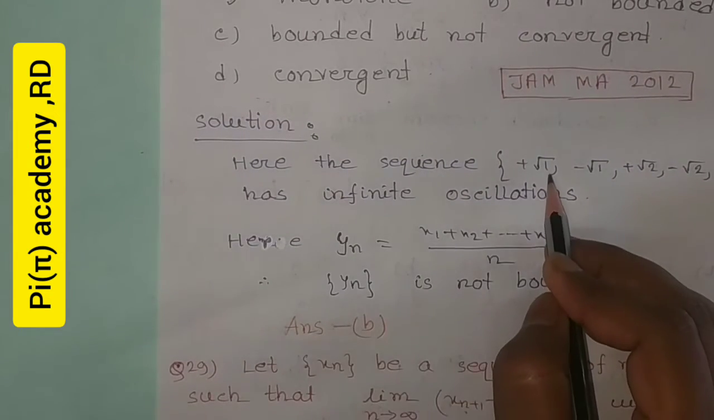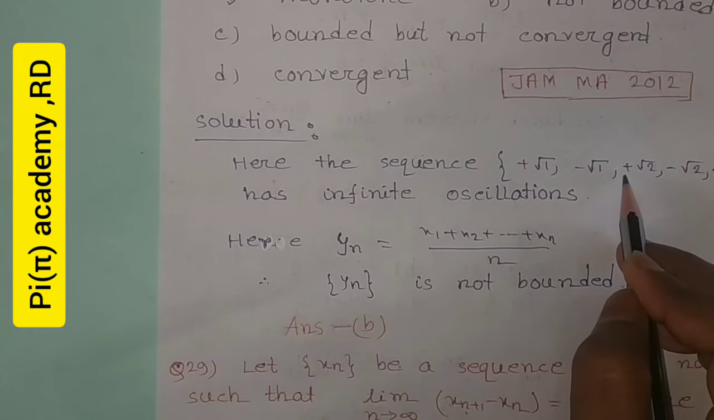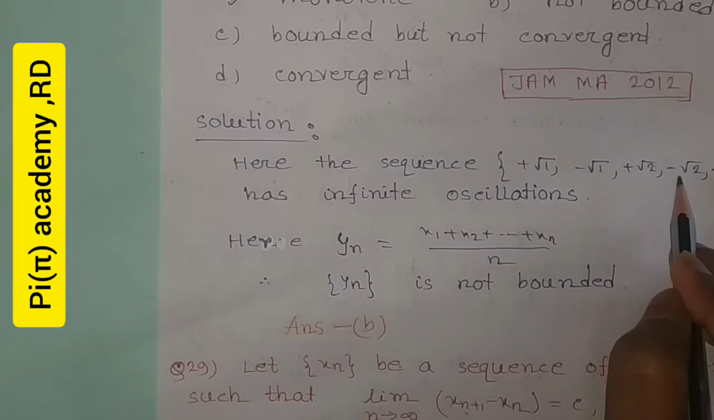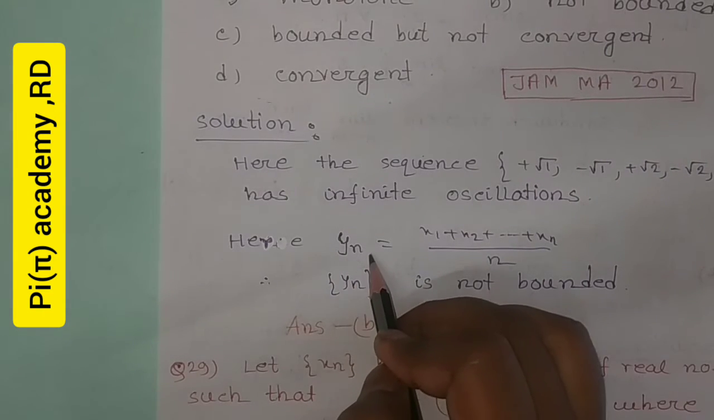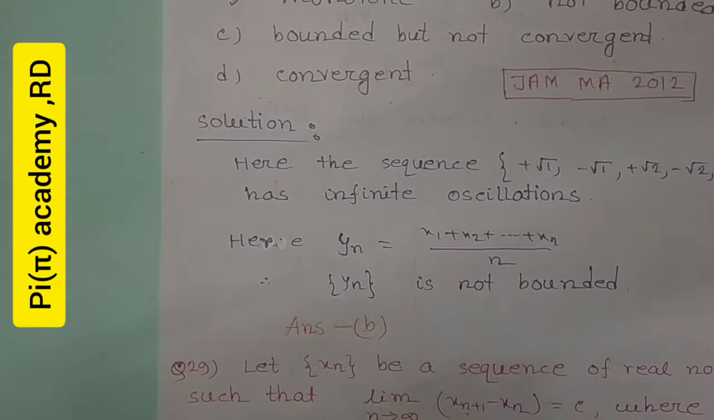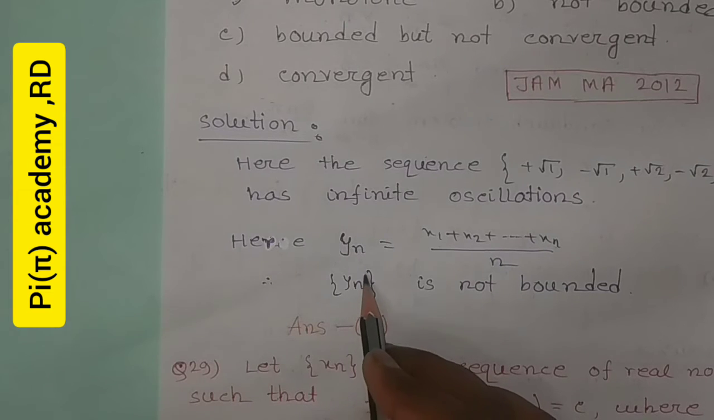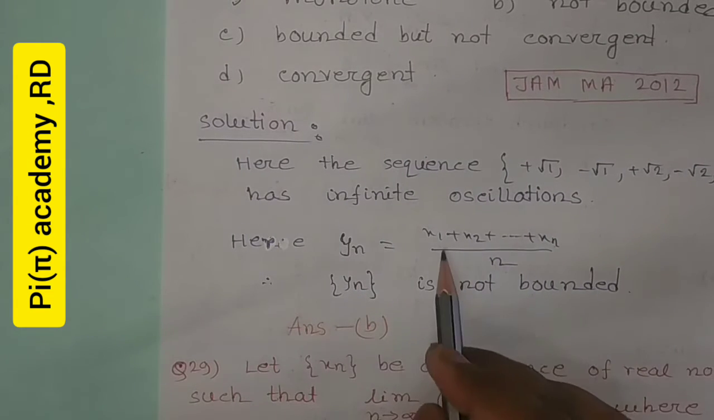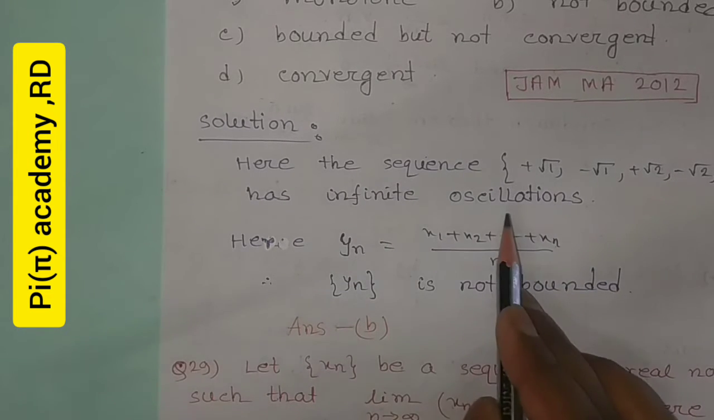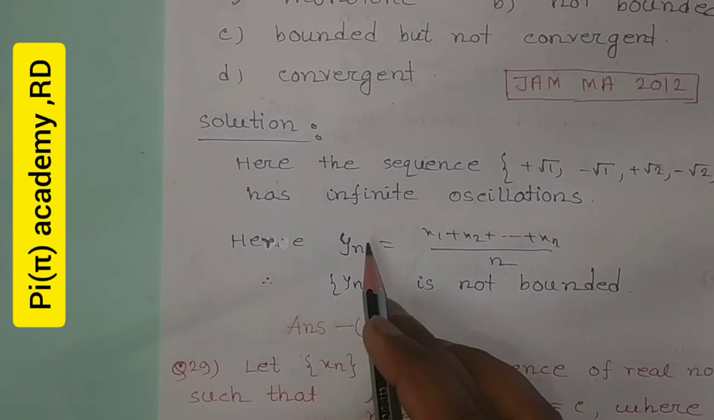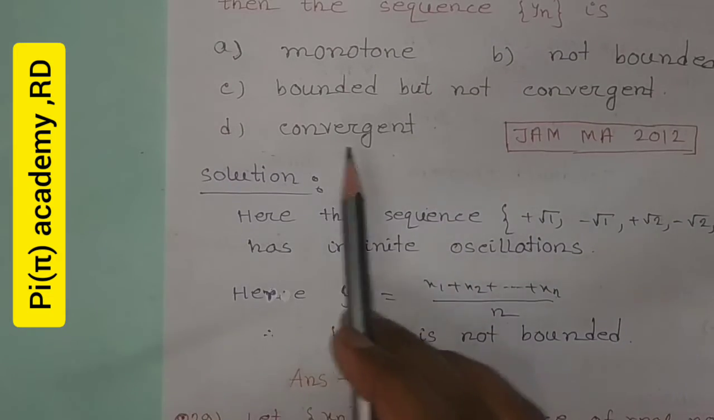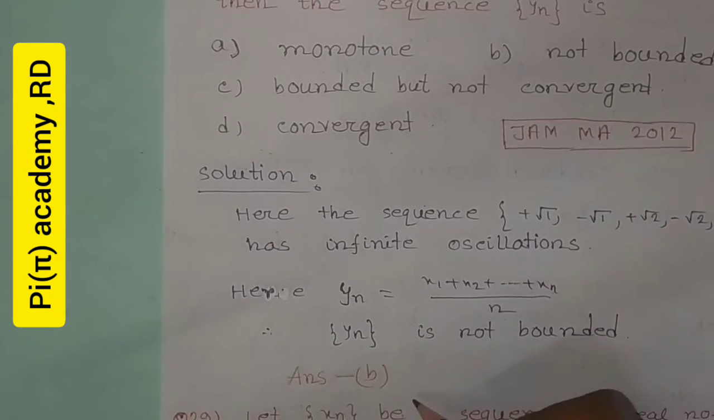Here the sequence root plus 1 minus root 1, plus root 2 minus root 2 and so on has infinite oscillation. Clearly this is infinite oscillation. And here yn equals x1 plus x2 plus dot dot dot plus xn divided by n, and clearly the sequence xn is not bounded, since the sequence xn has infinite oscillation. Therefore yn, where yn equals this, is not bounded. Hence our option B, not bounded, is true.